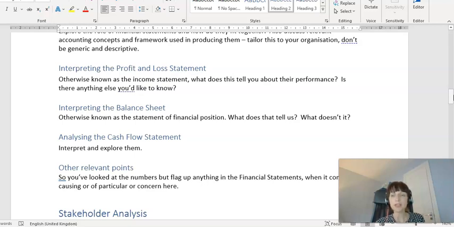So what I'd like you to do is be really critical of their financial statements, because the numbers may say one thing, but how do they marry with the words and the narrative that they're using? Is there anything particularly interesting that you found about it, or anything that causes concern? Flag that up in this area.